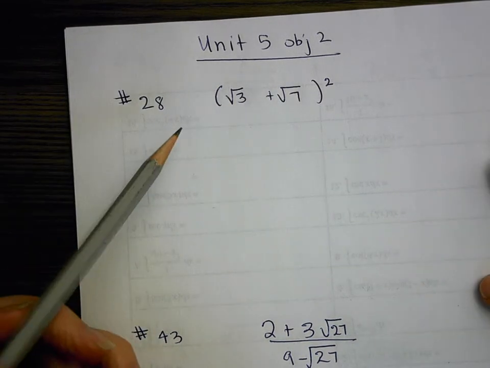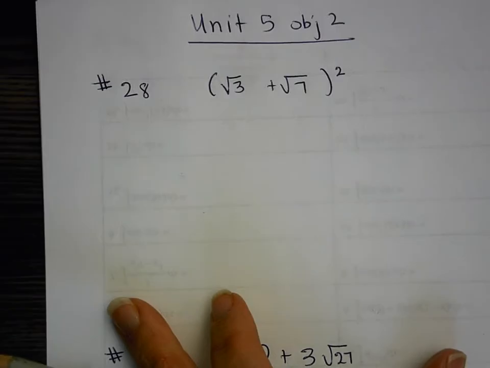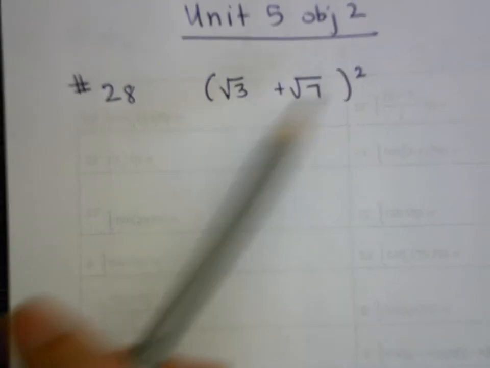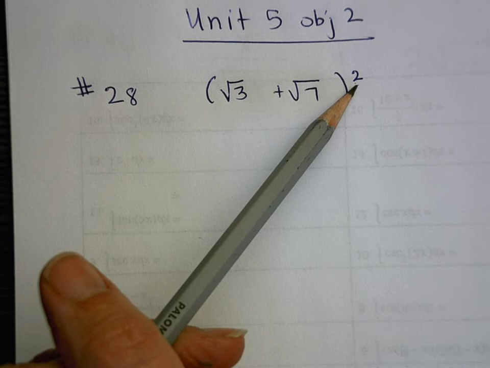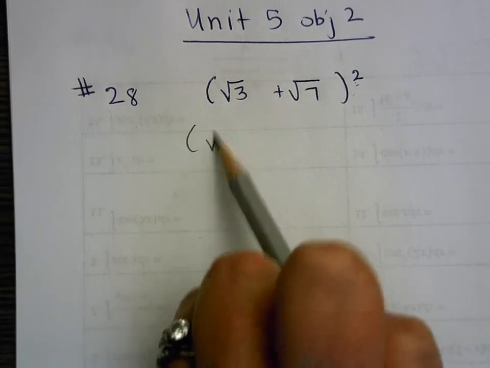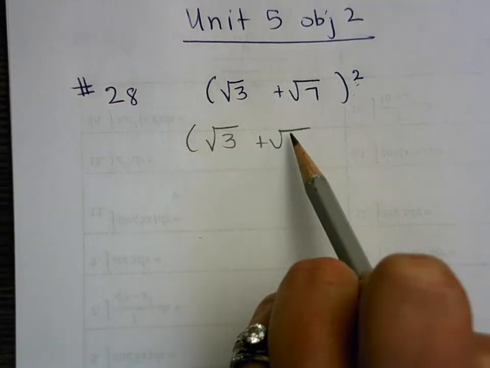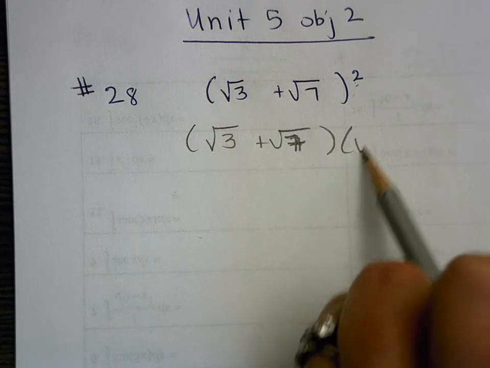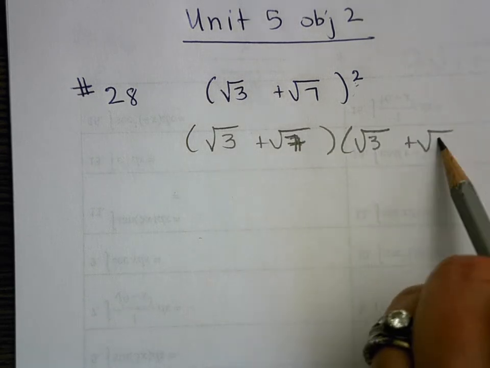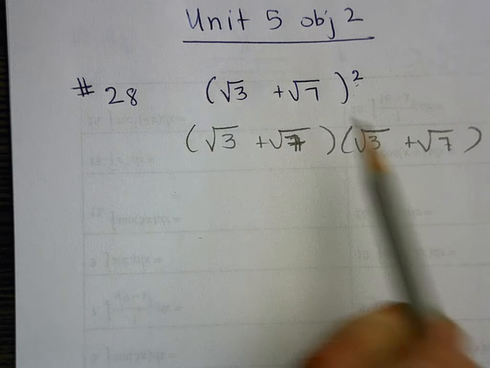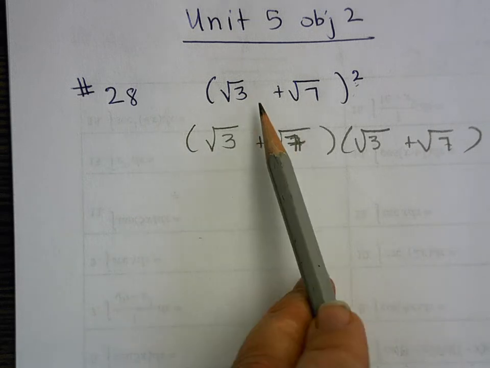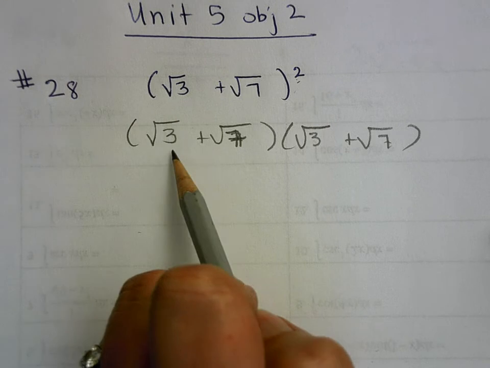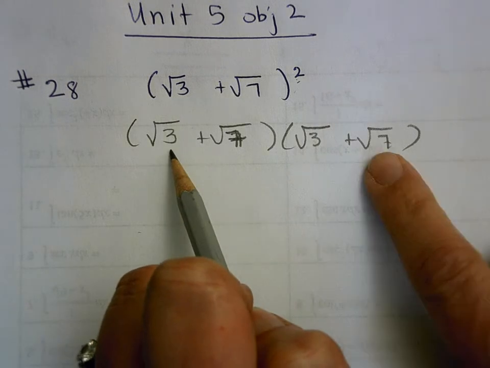So the directions for question number 28 are to simplify, and so what we're looking to do is to square this. Whenever anything is squared, that means I have two of exactly the same. Whoops, that's a 7 there. So all I'm doing is writing this grouping here twice, and then from there I want to distribute. That means I'm going to take that root 3 and multiply it to both of these.